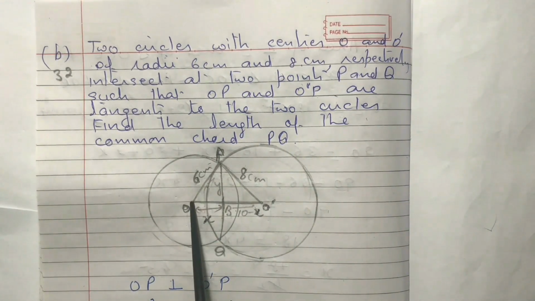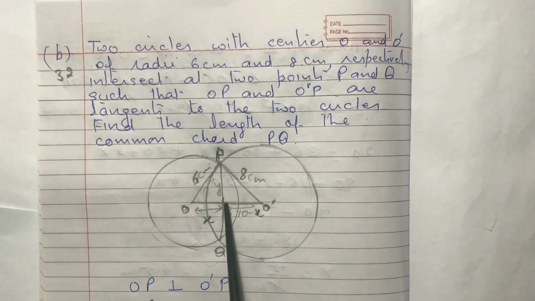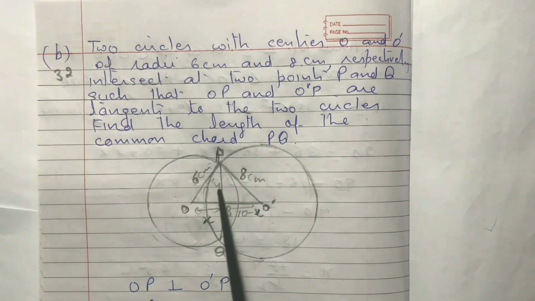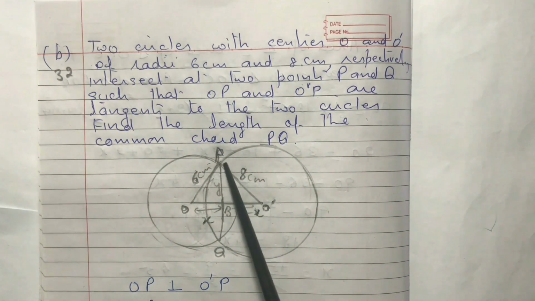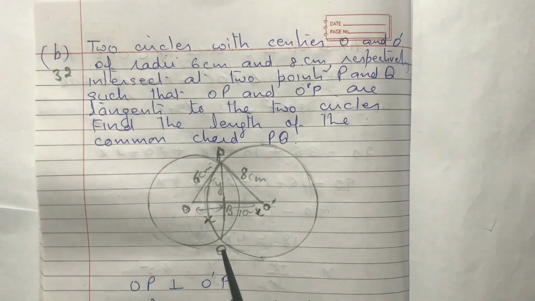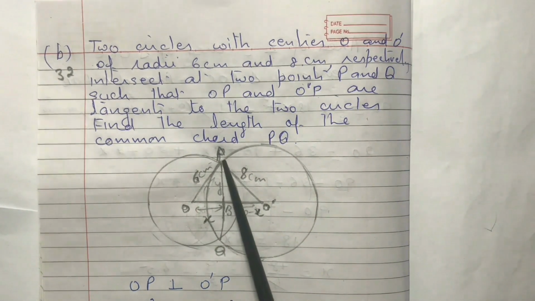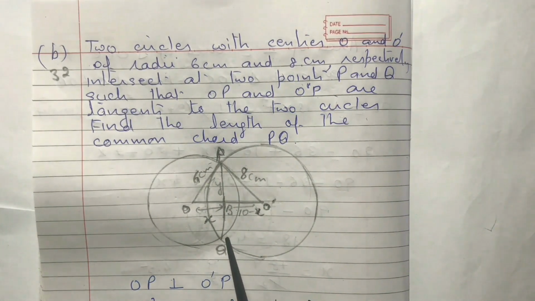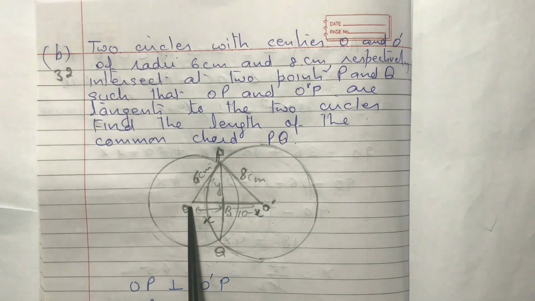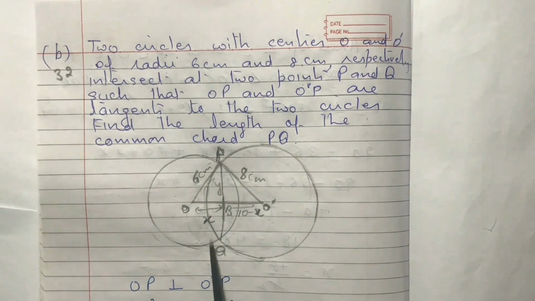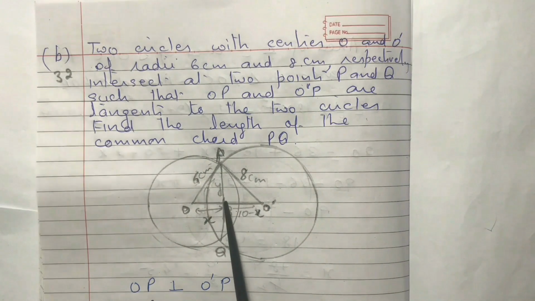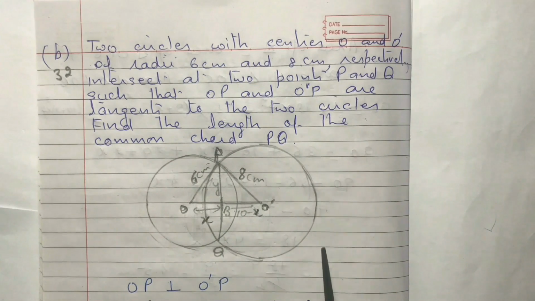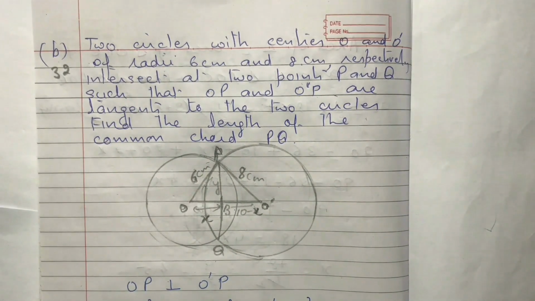If I have taken this length as x centimeter, then this length is 10 minus x centimeter. I have taken PB as y centimeter. So ultimately I am to find the length of PQ, which is the common chord. If I find this length y, then double of this length will be the length of this chord, because perpendicular from the center to the chord bisects the chord. So first I will find this length and then I will double this length and that will be the length of this chord. Now what I have just told you, I will write it here.